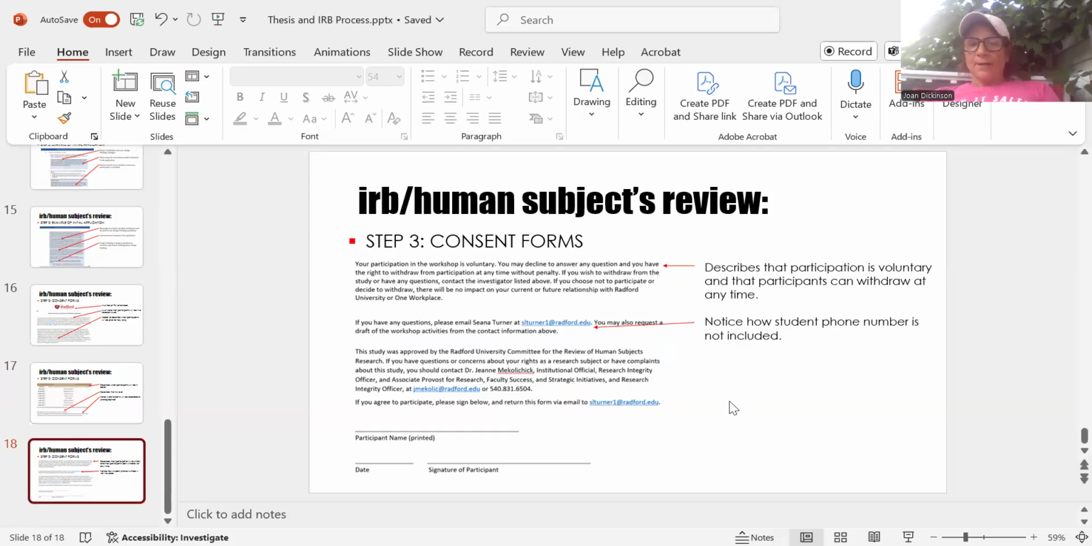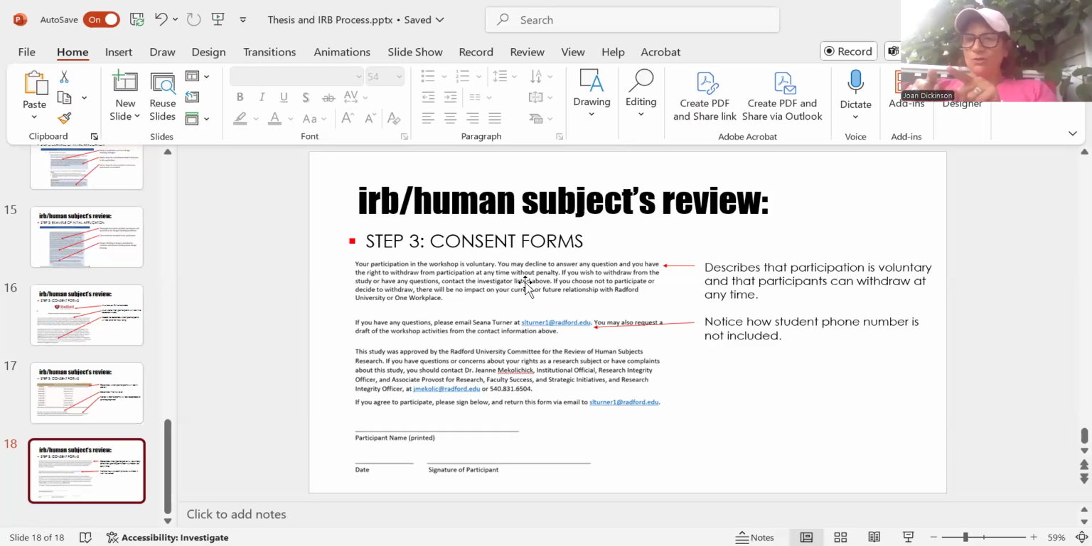The other thing you're going to notice too with consent forms is that the study is voluntary. Again, a lot of this language is already in the consent form, and you just need to change the verbiage to fit your particular study. In other words, the idea here is that subjects can withdraw, and they can withdraw without penalty. And then you also include your contact information as the student researcher.